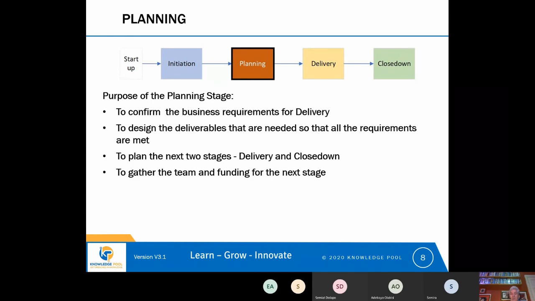So if we're using Agile during the planning stage, we will do some design, but it will be very high-level design, and it will really be designing the connection between components. It won't be designing individual components, because we can do that during delivery, but we need to understand how those things are supposed to connect together.